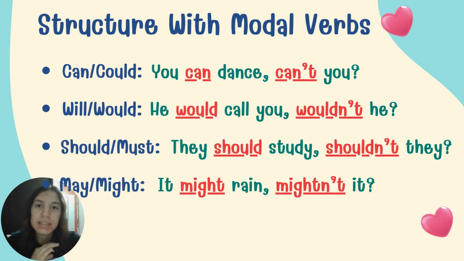Will or would? He would call you. Wouldn't he? Should or must? They should study. Shouldn't they? Might. It might rain. Mightn't it? It's important to remember that because in some cases people think that if I use a modal verb, I have to use the auxiliary verb for the question tag, but it's wrong. We have to use the modal verb for the question tag, but in the opposite of my sentence.